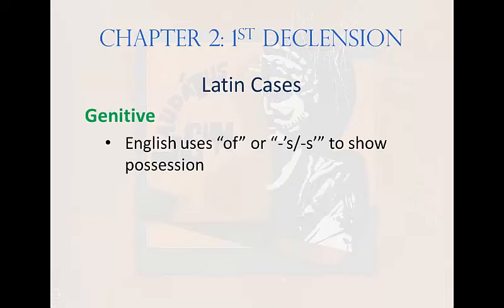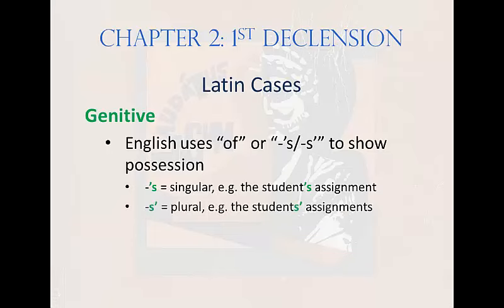Note that English has two ways of expressing possession: of, or apostrophe s. Apostrophe s is used to express the singular possessive in English, as in the student's assignment. S apostrophe is used to express the plural possessive, as in the students' assignments. Though pronounced the same way, s apostrophe refers to more than one student.